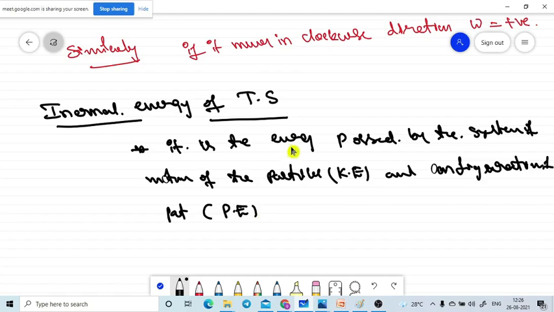I did not mention UK and UP here. So this is the sum of the total internal kinetic energy as well as the total internal potential energy of the system of particles. We will name it as the total internal energy of the system.